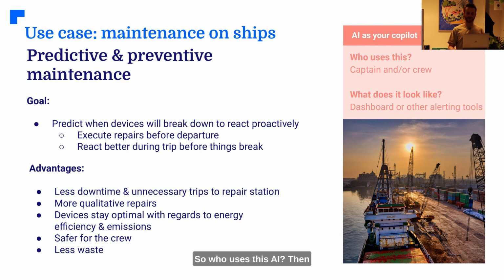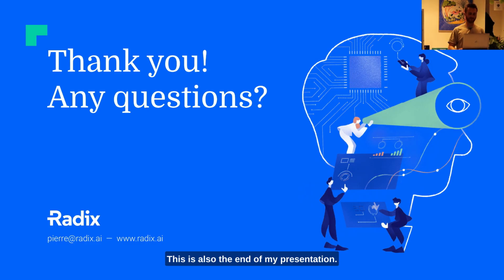So who uses this AI then? It will be the captains and the crew. And how does it look? It can be either a type of alerting tool or a dashboard. So this is the use case that they are trying to solve. This is also the end of my presentation.